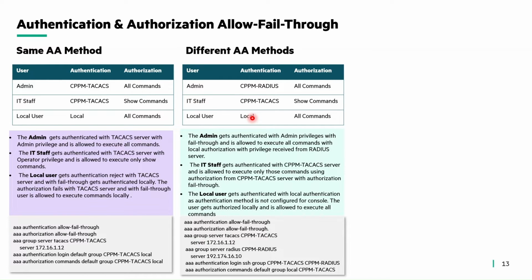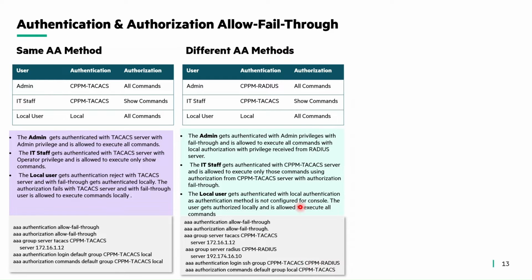The next use case is different AAA methods. Consider the configuration where I have enabled authentication and authorization allow fail-through. I have a CPPM TACACS server group and CPPM radius, the radius server group. For SSH login authentication, the first authentication method I have configured is CPPM TACACS and the next method is CPPM radius. And for command authorization, I have configured the first authorization method as local and the second authorization method as CPPM TACACS.